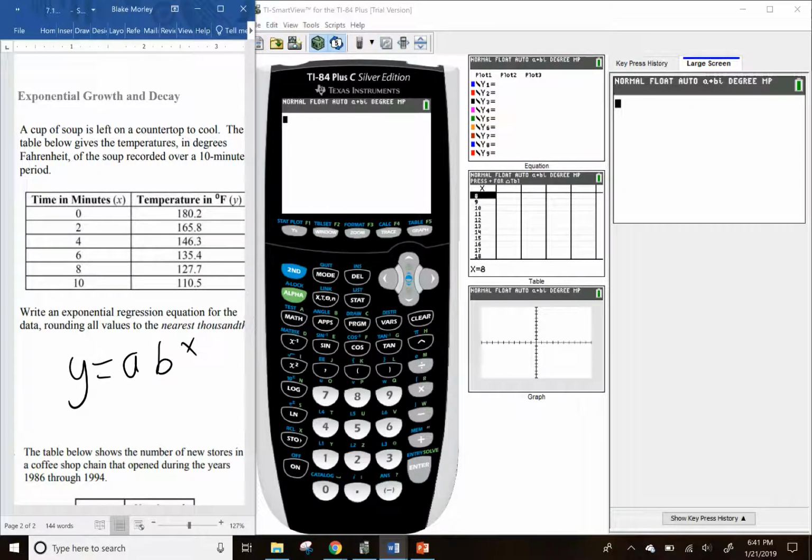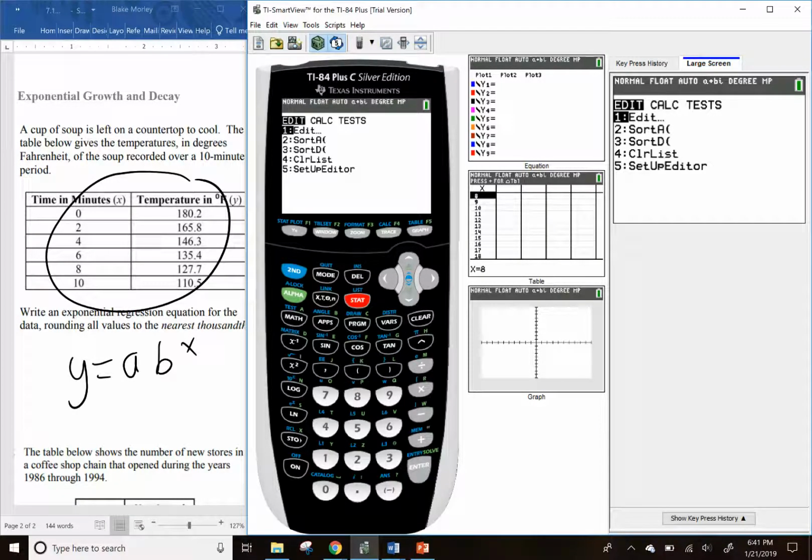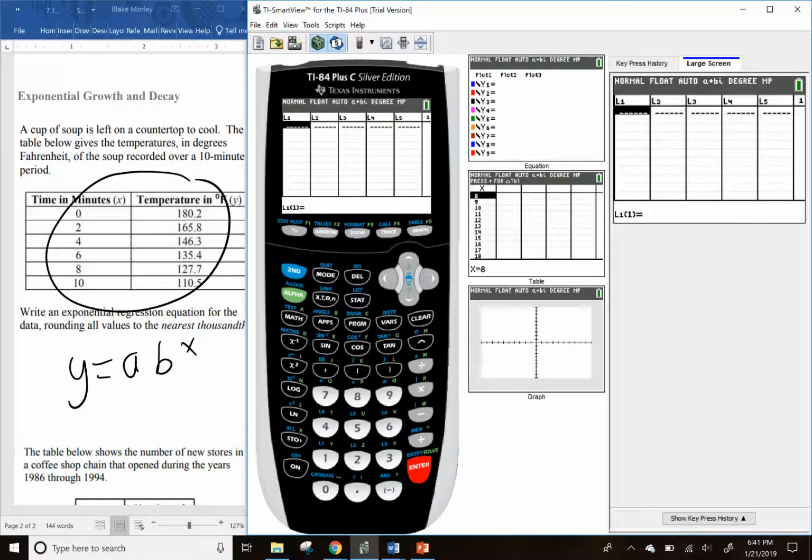So in the calculator, we need to first put this table, this set of data, into the calculator. So we're going to hit stat, and the very first option is edit, and we're going to hit edit. And we're going to put this data into list 1 and list 2. So x will be our list 1, and temperature will be our list 2. So let's just input these values. I'm going to hit 0, 2, 4, 6, 8, 10.